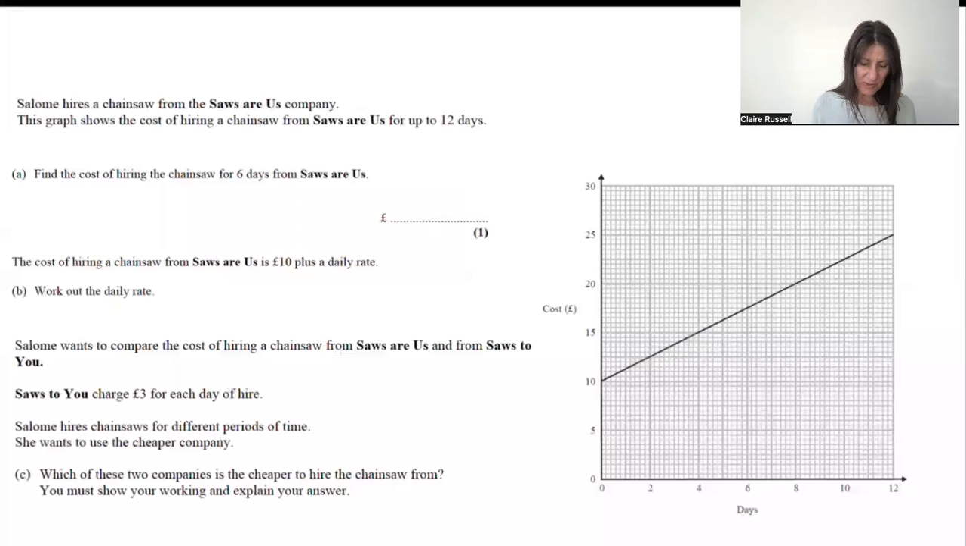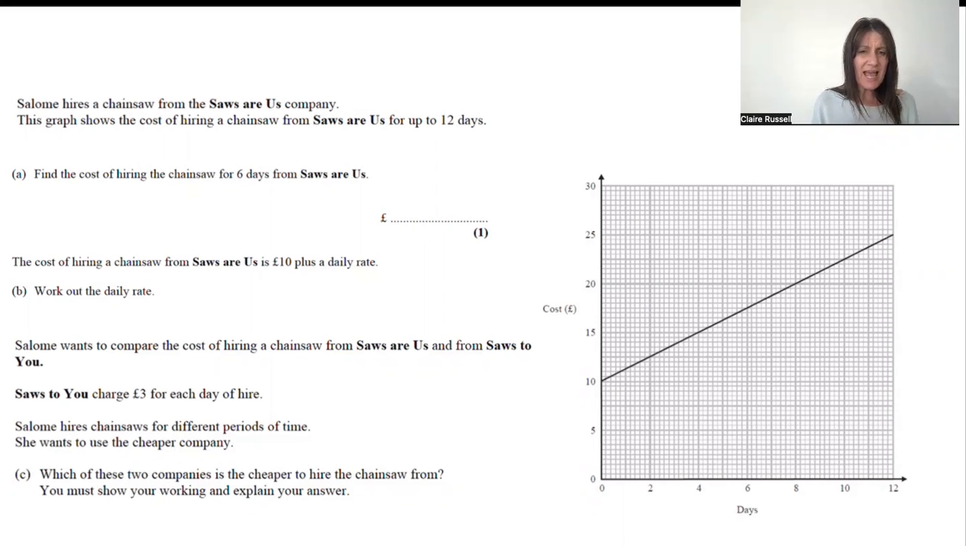Now, this is where I think it really does get quite tricky. Knowing how to approach this question isn't always obvious. So you're being told about Saws2U, who are going to just charge £3 every day of the hire. And it says that we're going to be hiring for different periods of time, and we want to find the cheaper company. Which of the two companies is the cheaper to hire the chainsaw from? And you must show and explain your answer, okay?